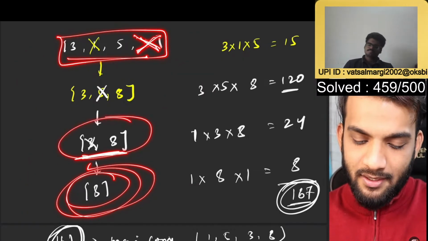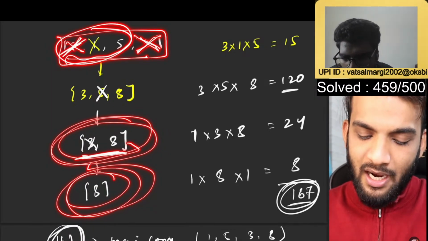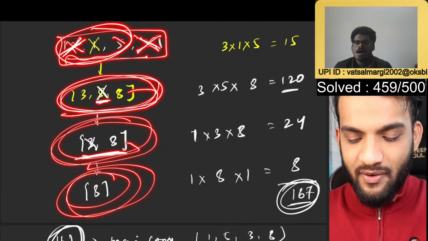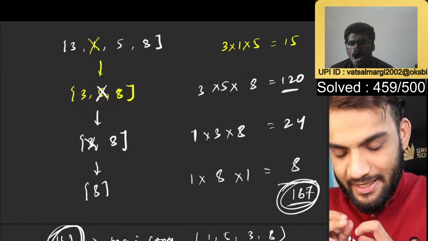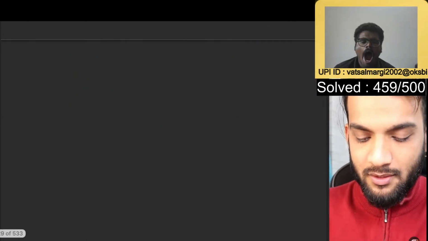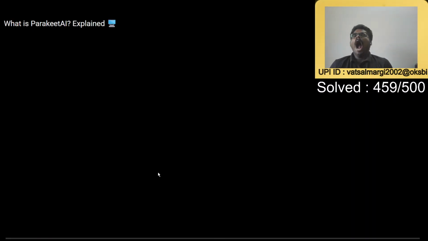Then I'll say, who's the second last guy? And I get this is the second last guy. After that, I'll ask who is the other guy. So it says 5. After that, I'll ask who's the other guy. Let's take this example only and understand, okay? 3, 1, 5, 8.